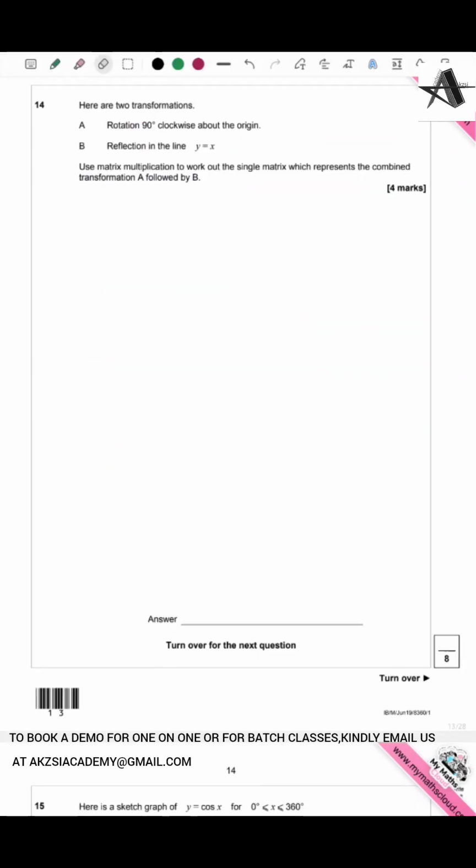Question 14 says, here are two transformations. First, rotation 90 degrees clockwise about the origin. Second is reflection in the line y equals x. Use matrix multiplication to work out the single matrix which represents the combined transformation A followed by B.